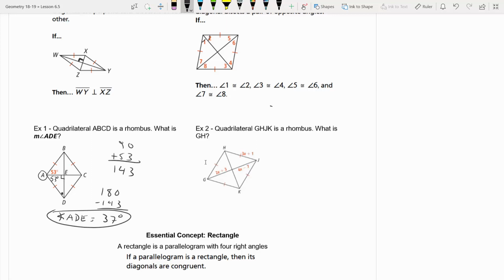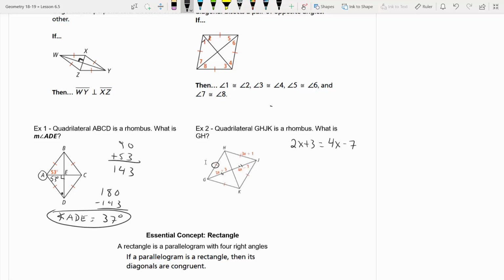So now they have given us an example 2. Quadrilateral GHJK is a rhombus, and they want to know this side length over here. Well, we know that the diagonals of every parallelogram bisect each other. So I know that 2x plus 3 and 4x minus 7 are the same thing. So I can set those equal to each other and then solve out to get x.